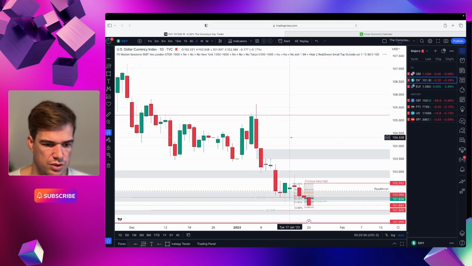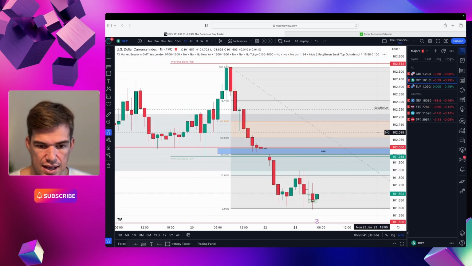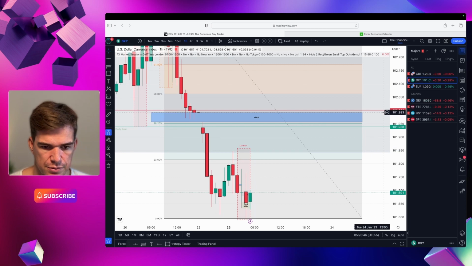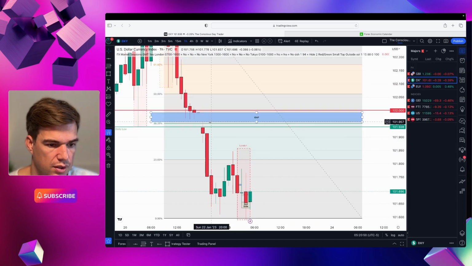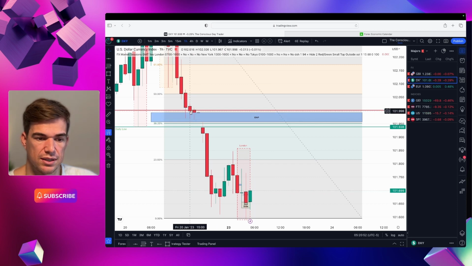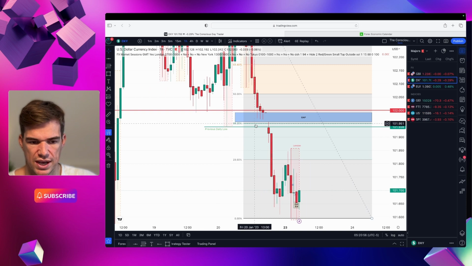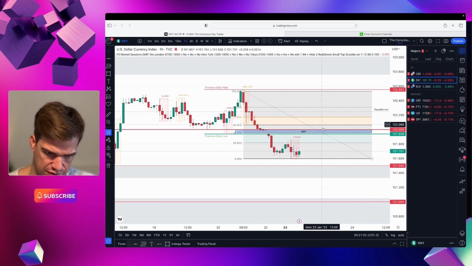If we go on to the 1 hour, the dollar had a gap. Let's take this fib away. Had a gap, opened over the weekend with a gap above the daily low. So again, we're trading at extreme discount price from the previous day. We're outside of the range.